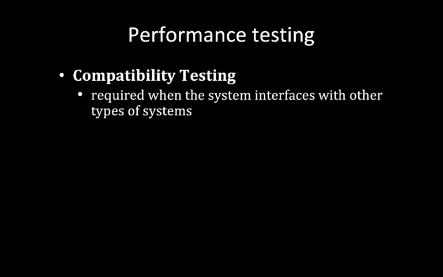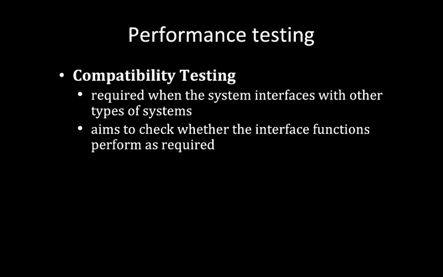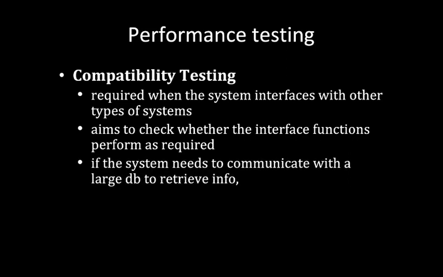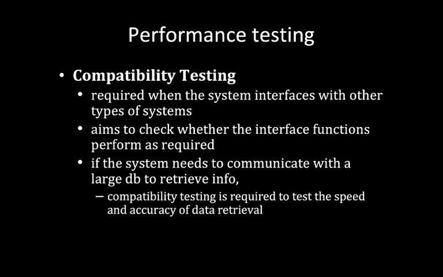The next type of performance testing is compatibility testing. This is required when the system interfaces with other types of subsystems. If it is integrated with some other database, or if this system is accessing some other server, we need to check whether it is compatible. So it is known as a compatibility check. It aims to check whether the interface functions perform as required. If the system needs to communicate with a large database to retrieve information, compatibility testing is required to test the speed and accuracy of that data retrieval.